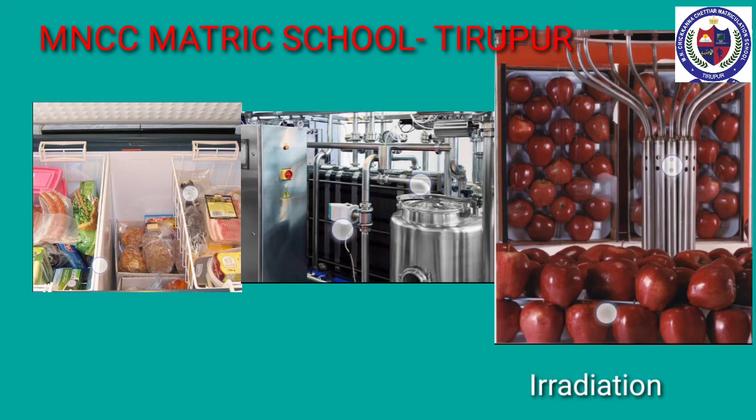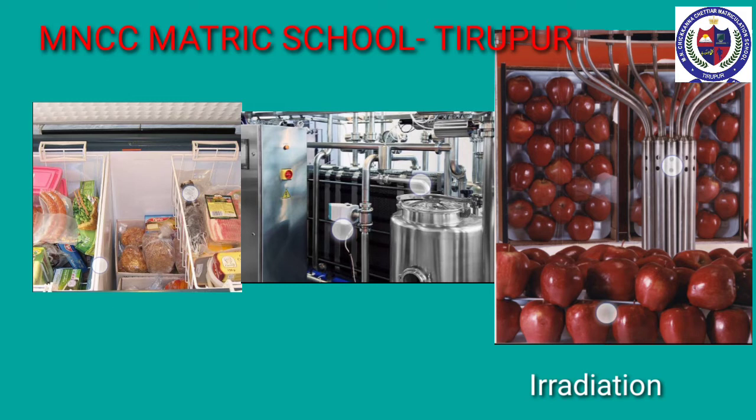Irradiation. Food irradiation is the process of exposing food to optimum levels of ionizing radiations like X-rays, gamma rays, or UV rays to kill harmful bacteria and pests and to preserve its freshness. Cold storage and freezing. It is a source of storing the perishable foods such as vegetables, fruits, and fruit products, milk and milk products, etc.